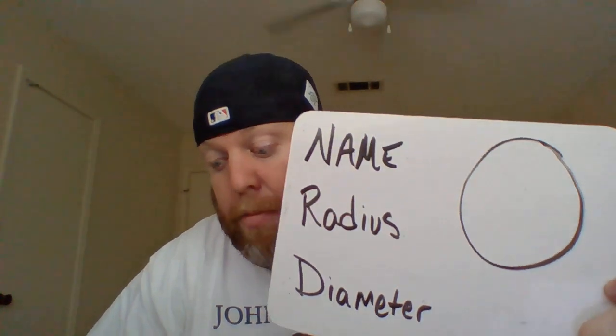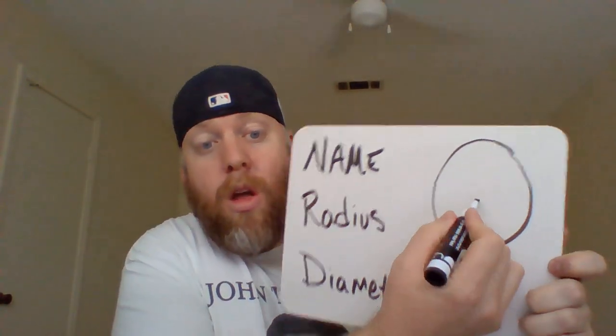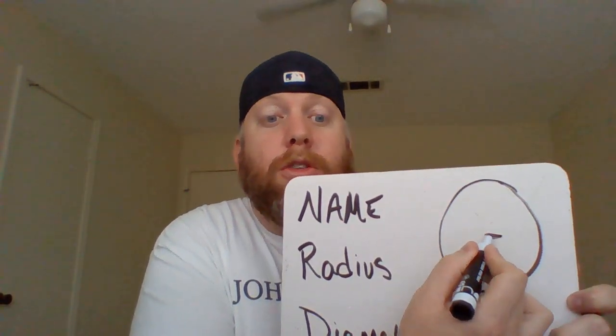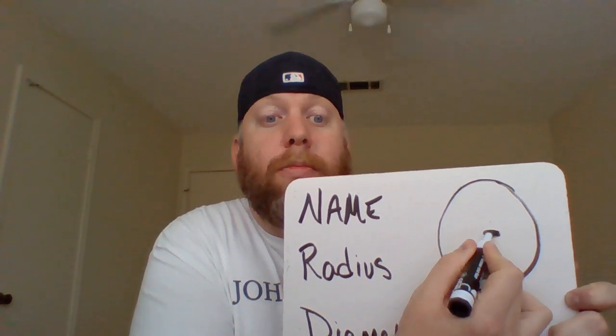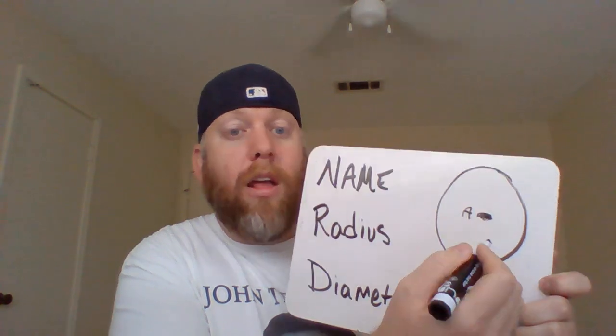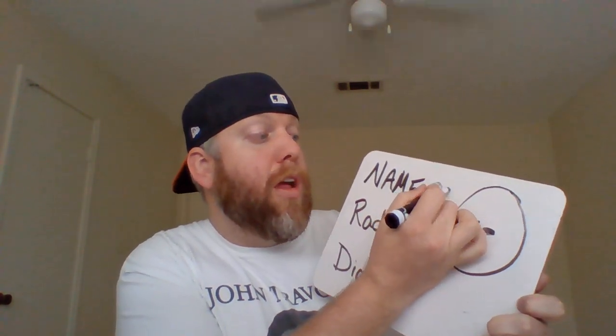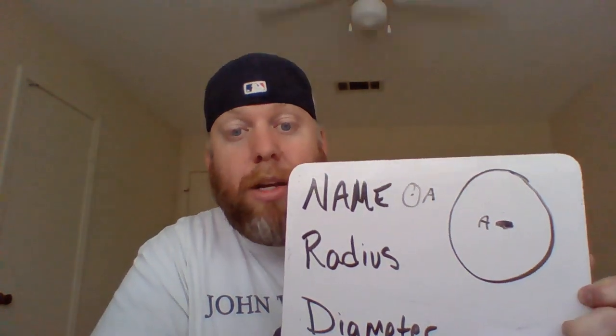This is my circle. It's not perfect, but it is mine. So how am I going to name a circle? All circles must give you a midpoint. And let's say we call that midpoint A. So my circle will be called circle A. That's how we name it.